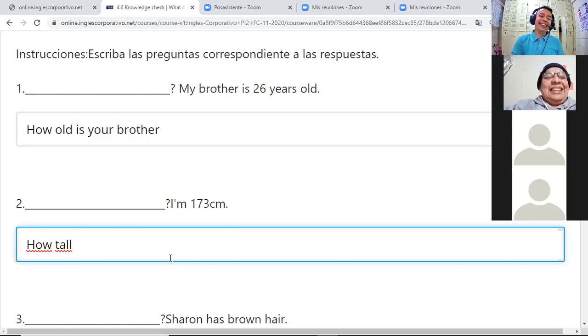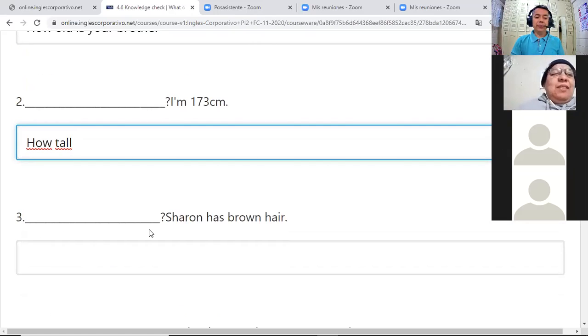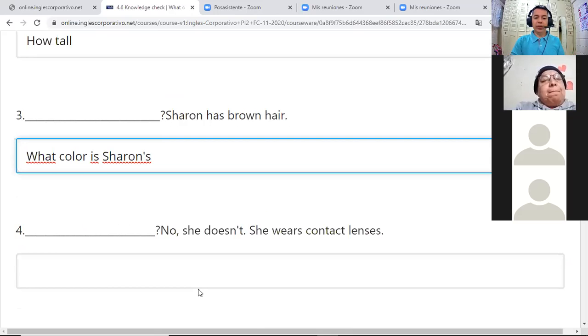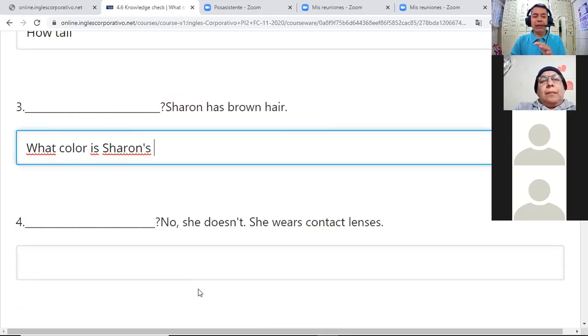So, how tall? And the next. Okay, number three, wait. So what color is Sharon's? And then you say what, right? Sharon's, you know? So you copy Sharon's. The other one, do it by yourself. I am giving you only the hint.